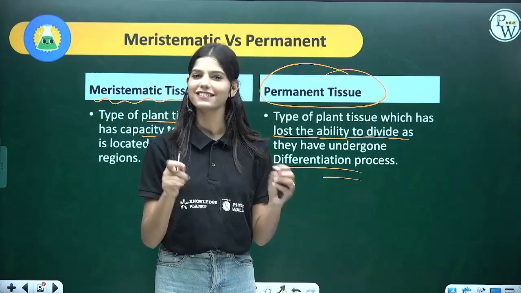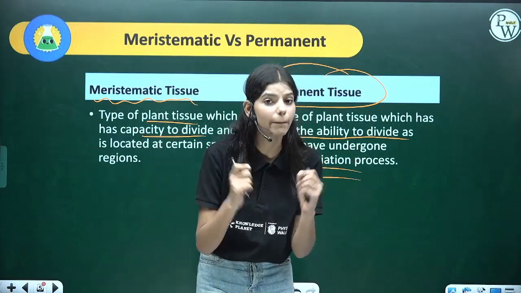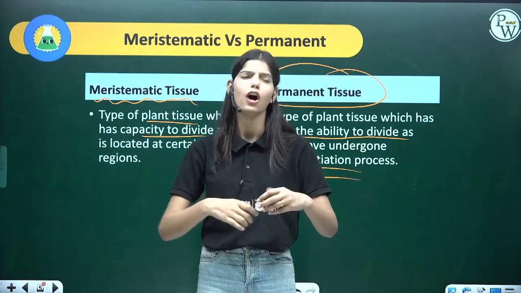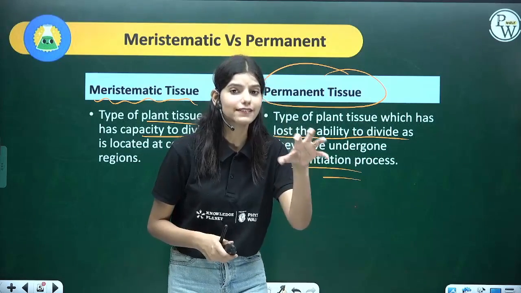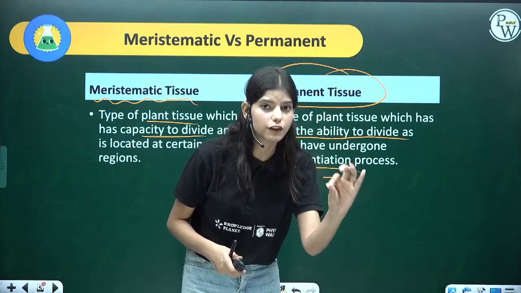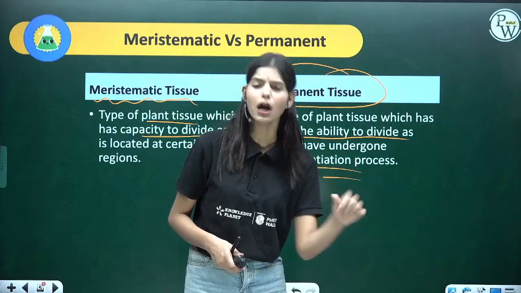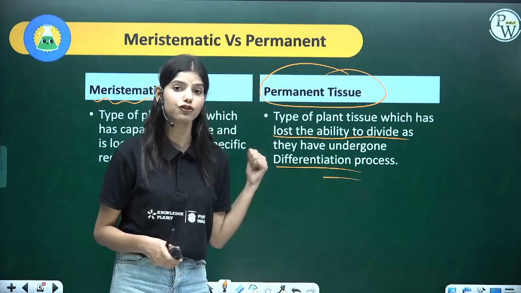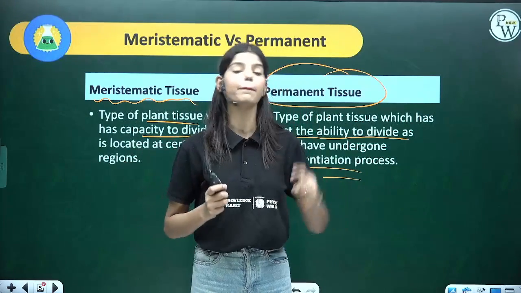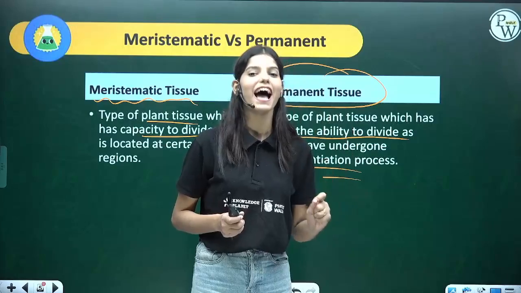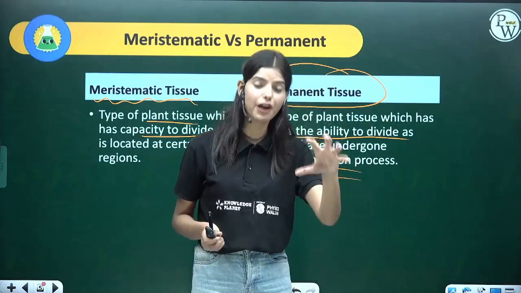Now what exactly is this differentiation process? Guys, differentiation is a very important process which happens in almost all living organisms. Why exactly? Because we need specialized cells to perform a specific function throughout our life. And how exactly are those specialized cells formed? By the process of differentiation. Differentiation is a process by which cells take up a permanent role, permanent shape, and permanent function. So they will have a permanent size, shape, and function.